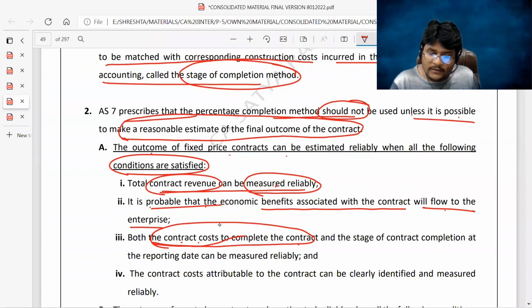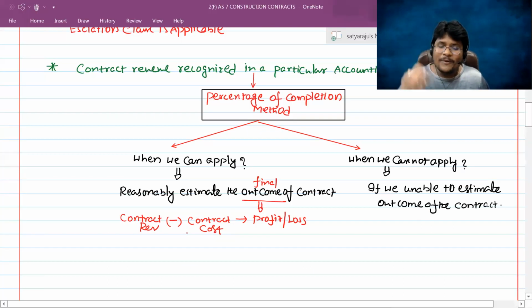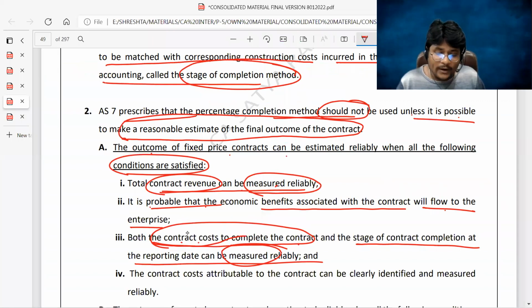And concentrate. The stage of contract completion at the reporting date can also be measured reliably. We can measure the percentage of completion, how much percentage of completion is over. Sir, if you're unable to measure how much percentage is over, then you cannot apply the percentage of completion anywhere. So that's why he added that point as well.